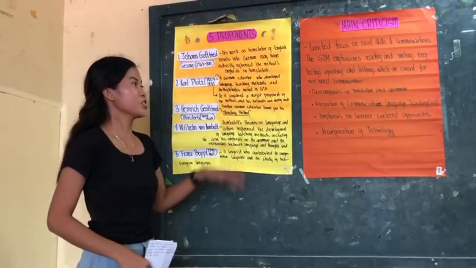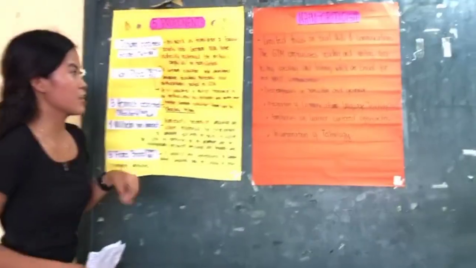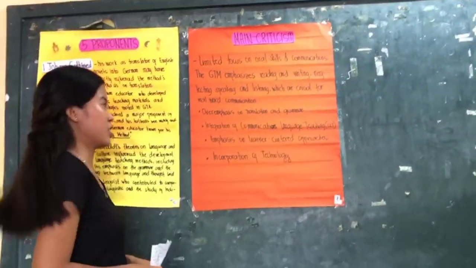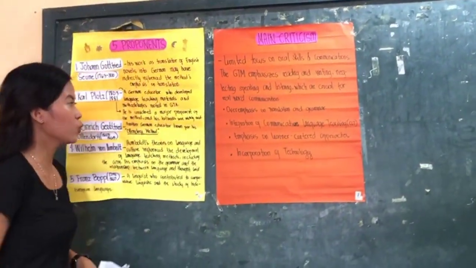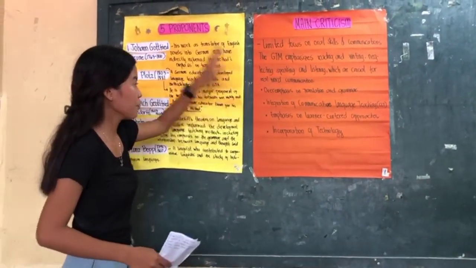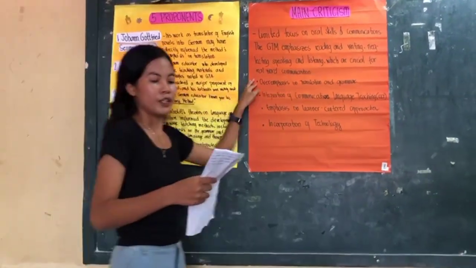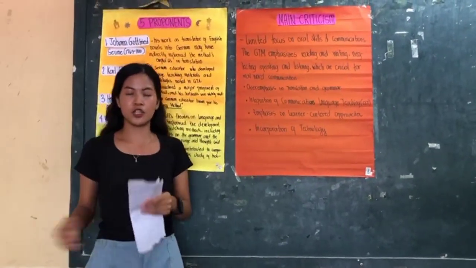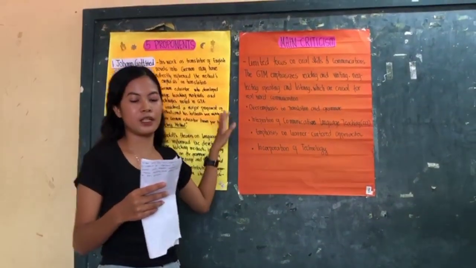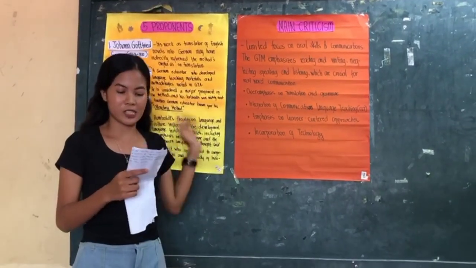So, focus on oral skills and communication. The GTM emphasizes reading and writing, neglecting speaking and listening, which is crucial for real-world communication. So I have here four criticisms. First is the overemphasis on translation and grammar. That it focuses on translation and grammatical accuracy can hinder learners' ability to use the language naturally and spontaneously.